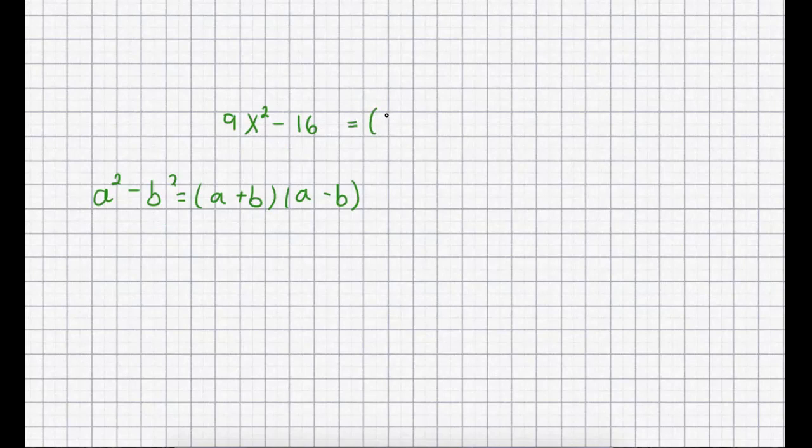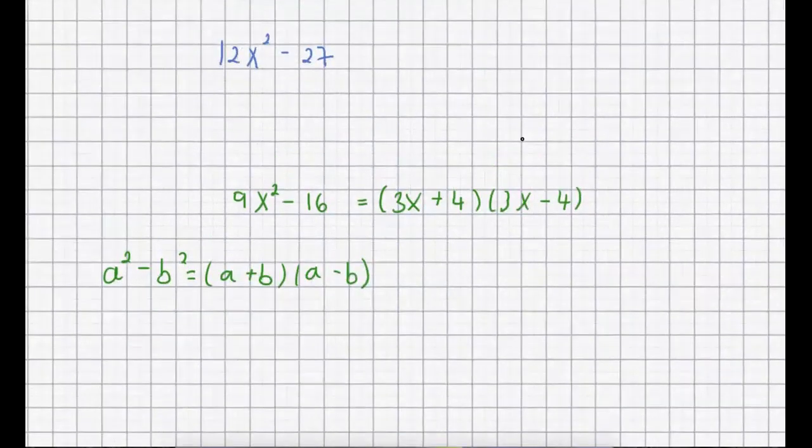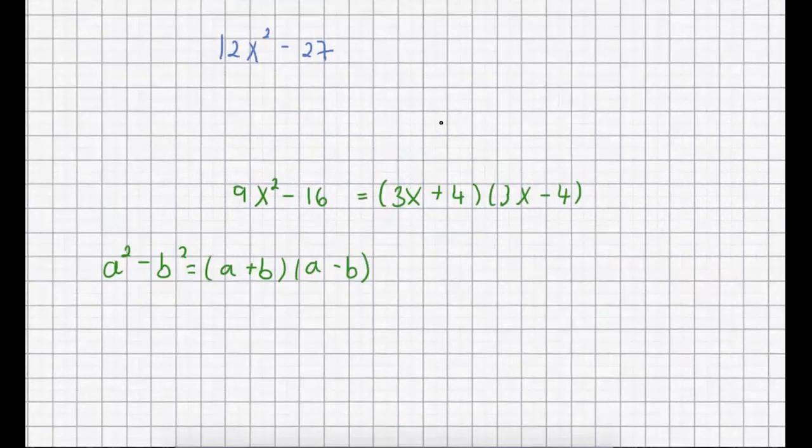3x plus 4, and then 3x minus 4. Perfect. Exactly. Okay. Now, if we try to apply the same principle here, we see that שורש 12 it's a מספר מאוד מגעיל, and also שורש 27. נכון. So what can we do?